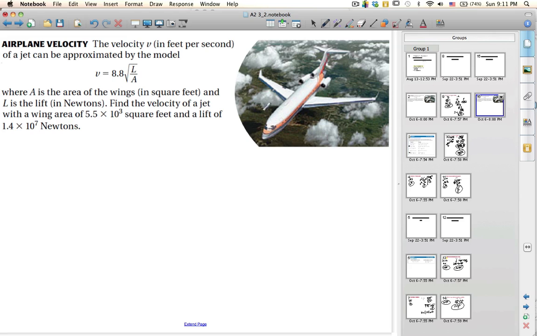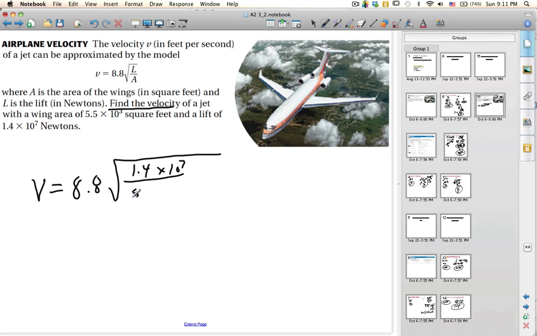So in this word problem, I'm given a formula. That's nice. I need to figure out where to plug things in, right? You'll notice that A is the area of the wings. That's in the denominator of my fraction. I'm finding the velocity, so I'm looking for the velocity. So the square root of L divided by A. So in this case, lift was 1.4 times 10 to the 7th over 5.5 times 10 to the 3rd.